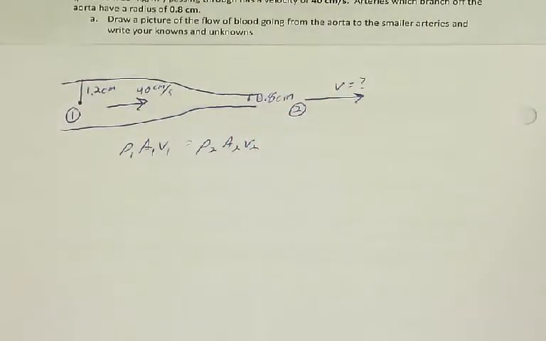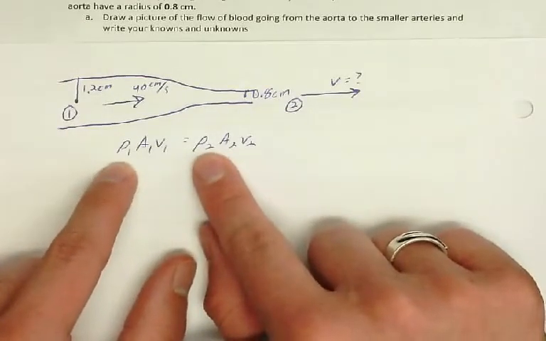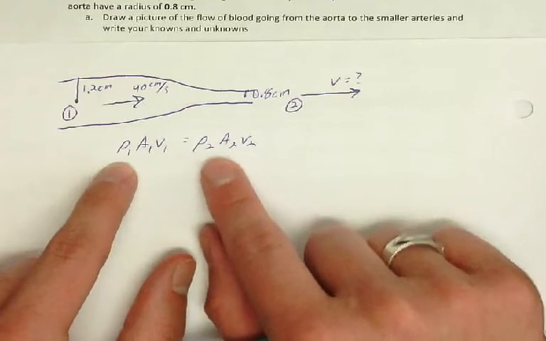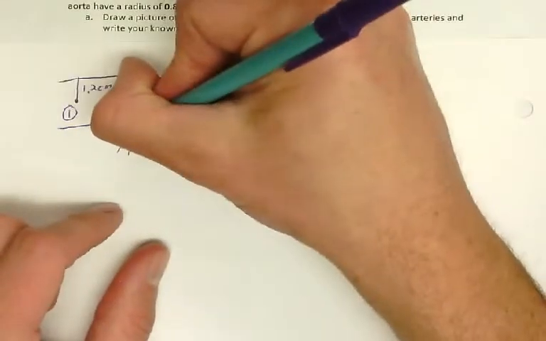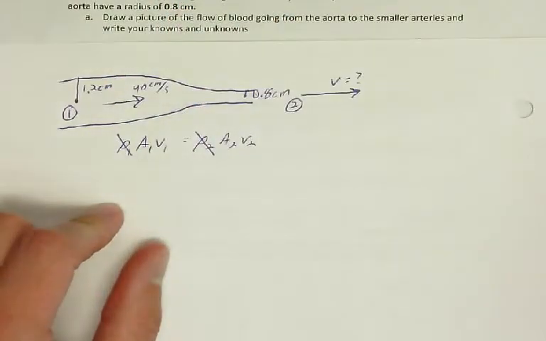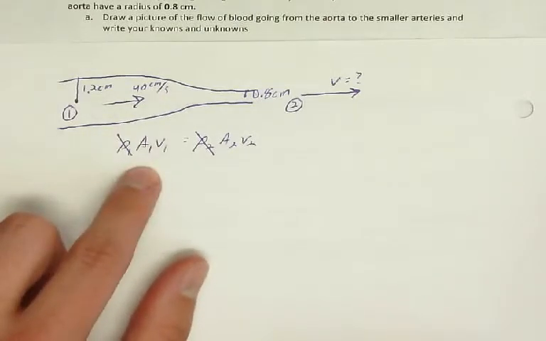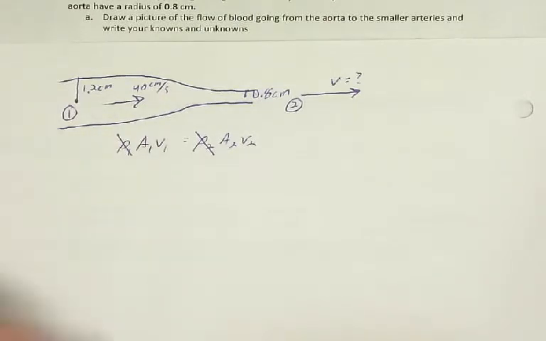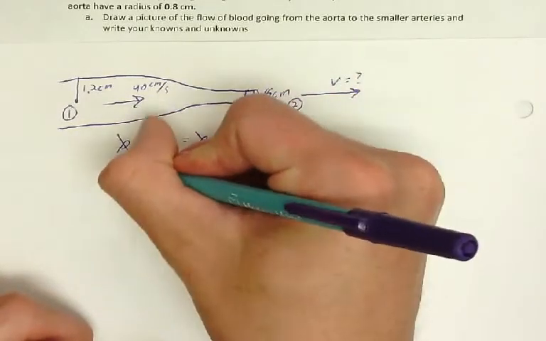So the density at 1 and the density at 2 are going to be the same unless I tell you something different. Okay? I did not say anything about it, so we're assuming they're going to stay the same, so they'll cancel out. The area. It's the area of an artery, which is circular, roughly. So that's going to be pi r squared for the area.